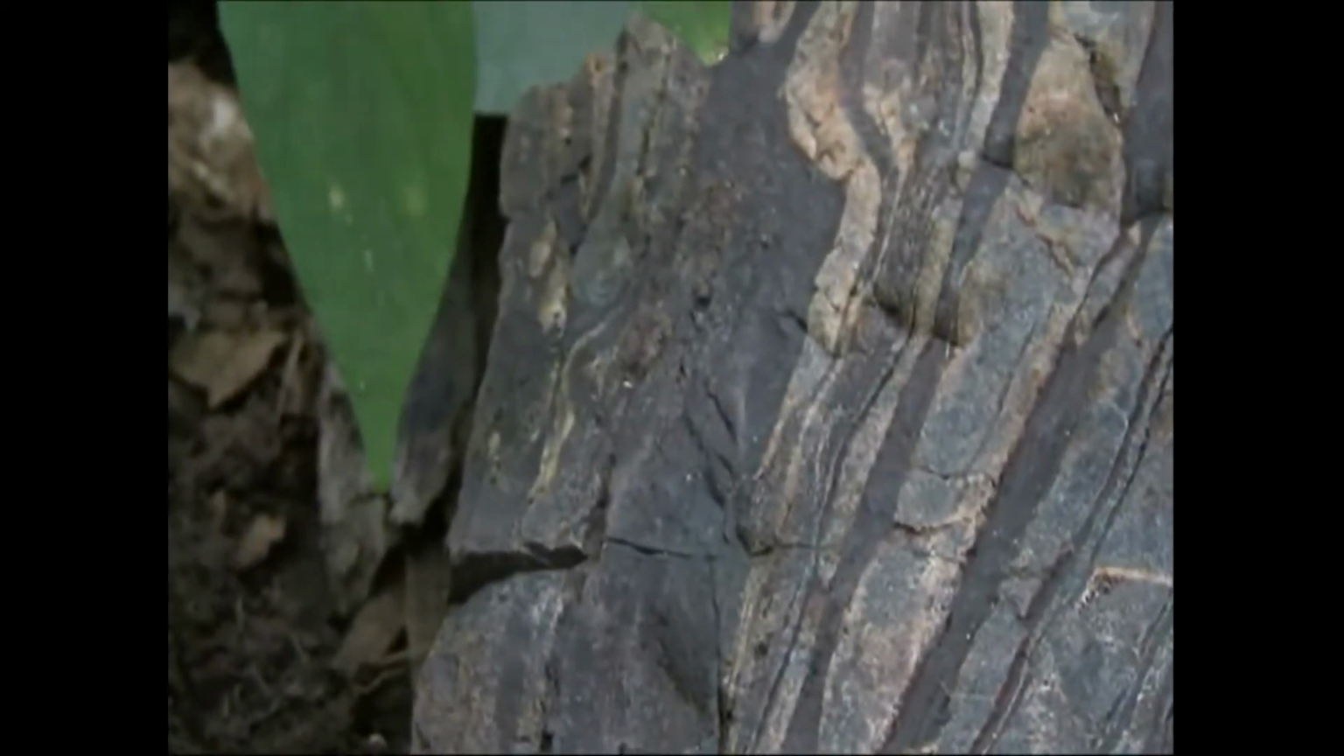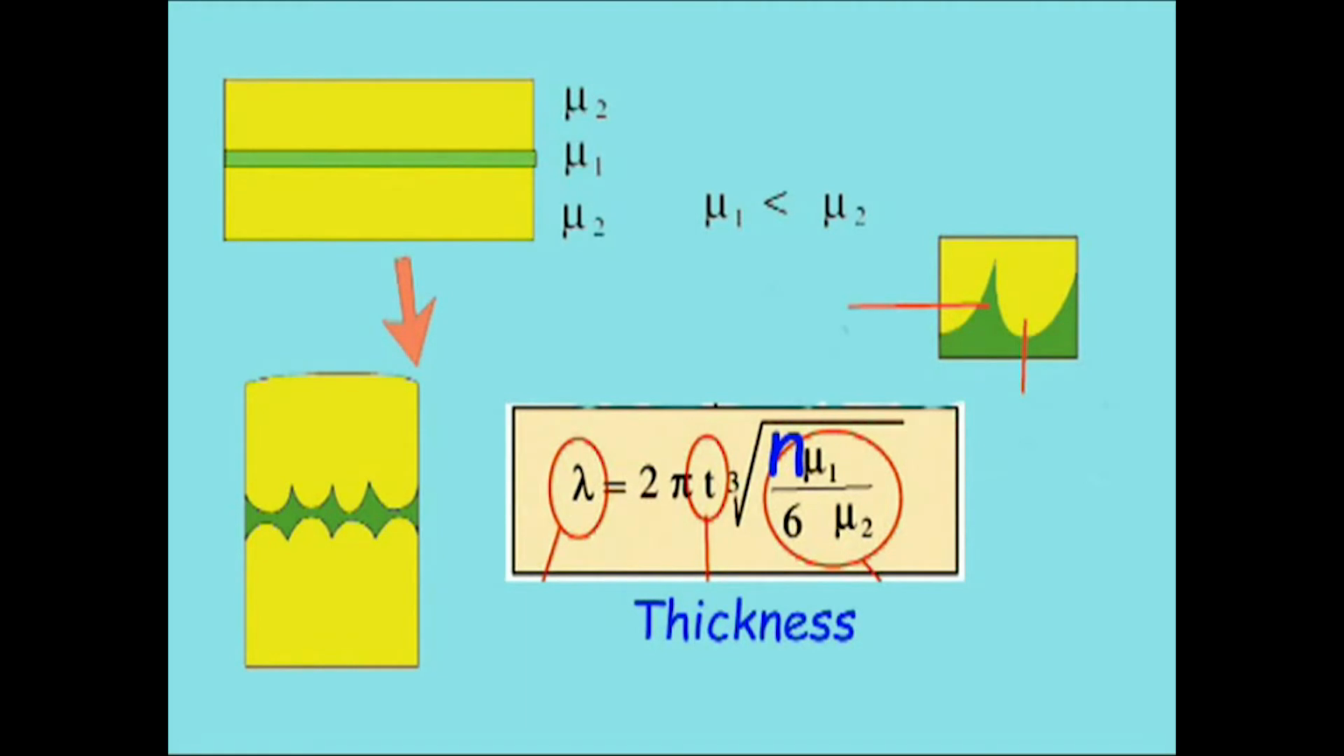It has been observed that if instead of a single layer, the layer μ1 consists of n number of layers with perfect lubrication between each of the thinner layers, the dominant wavelength will be represented by 2πT times the cube root of nμ1 by 6μ2.